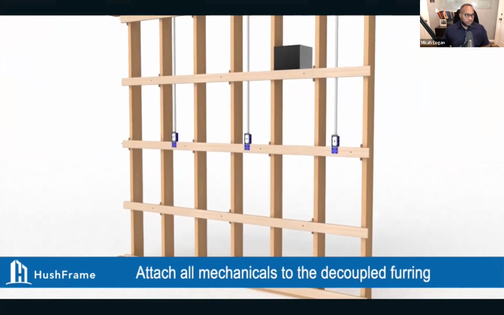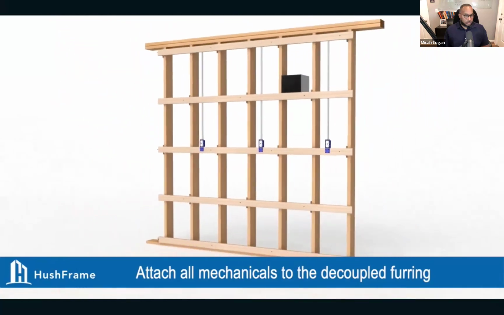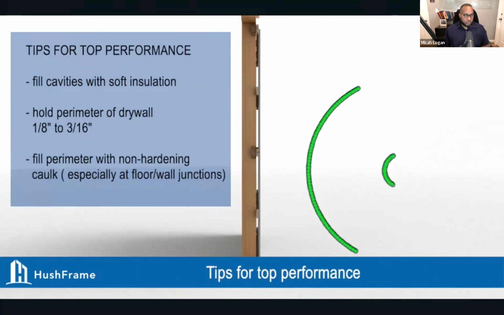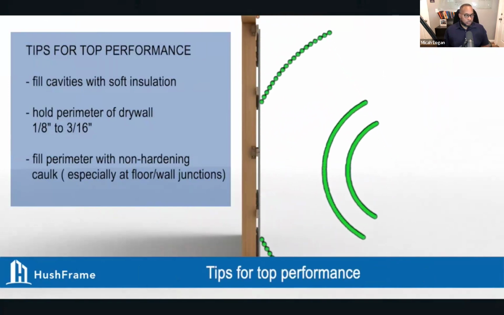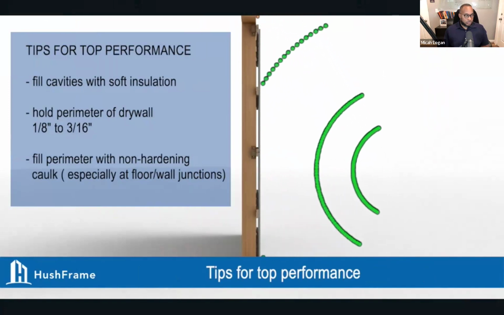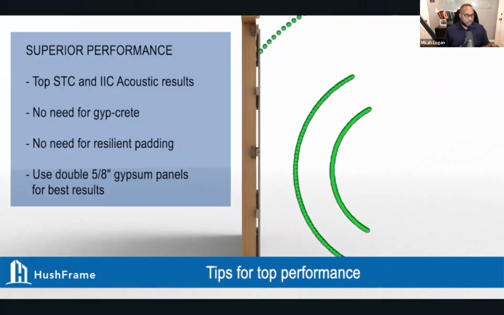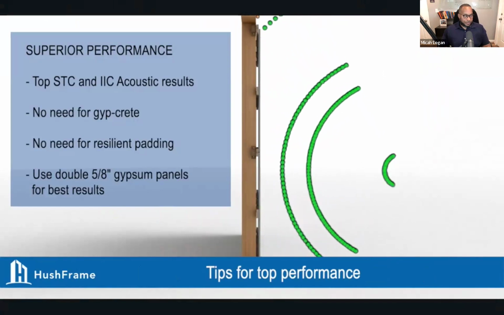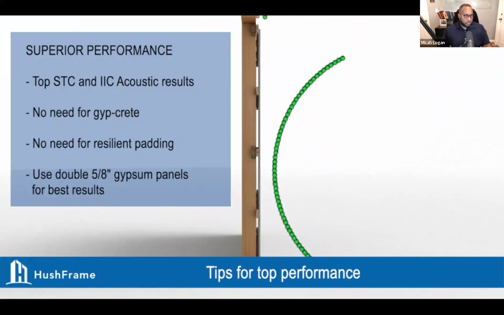All mechanical devices should be attached to the decoupled furring to prevent short-circuiting and flanking paths for noise. For top performance, fill cavities with soft insulation. Hold the perimeter of drywall back 1/8 to 3/16 inch and fill the perimeter with non-hardening caulk. With HushFrame, you get superior acoustic and fire-rated performance without the need for gypcrete or resilient padding, just double 5/8 inch drywall panels for top STC and IIC results.